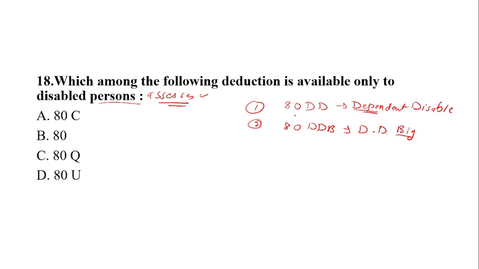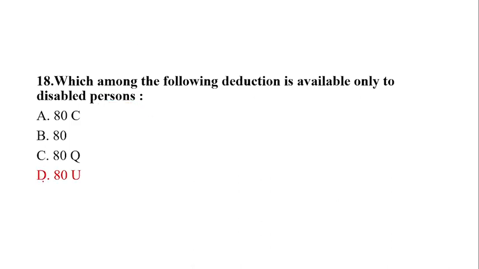But what about the assessee himself, if he is also facing the same problem with some disability, in which section will he get a deduction? So option D is the correct answer. Section 80U is for the assessee, if the assessee is disabled. So here is the right answer.